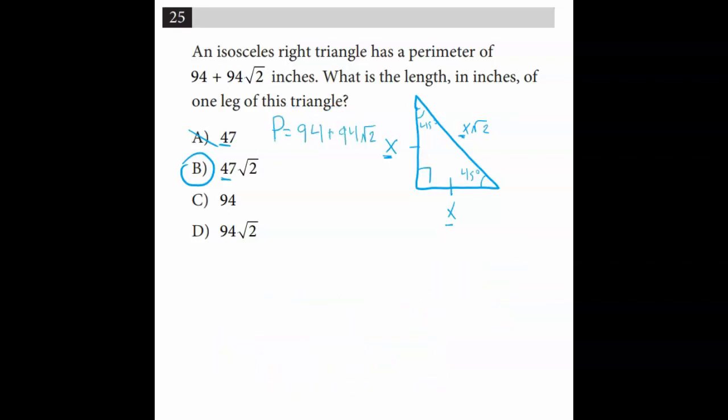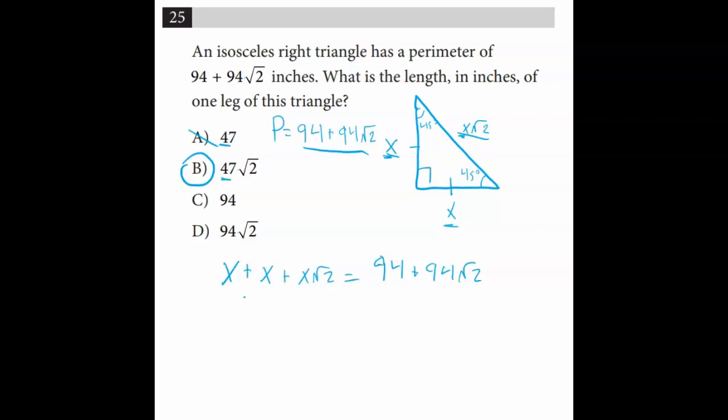All right, this is 25, but I'm going to show you a different way to solve the problem. So the first thing you're going to do is use the same information. We know it's x, x, and x square root of 2. So if you draw that out, you get x plus x plus x square root of 2 equals the perimeter of the triangle we're trying to find. So we can set it equal to 94 plus 94 square root of 2.